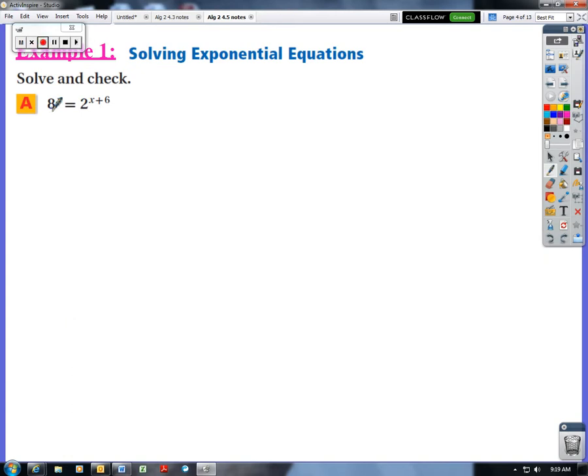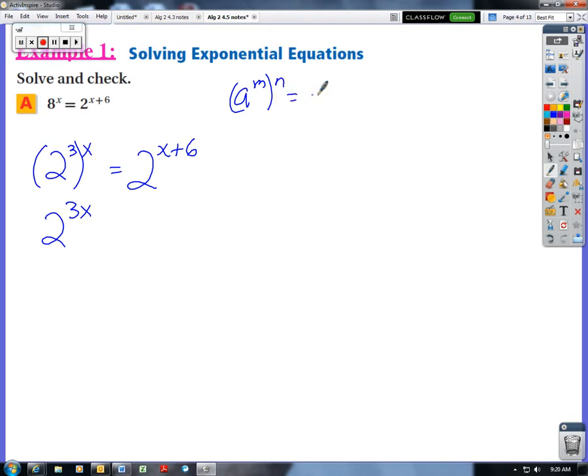So the 8, I'm going to rewrite with a base of 2. So 2 to the third is 8. And then the 8 is being raised to the x, so I still need to have it to the x. And the other side is already base 2. So the goal is to get the bases identical. Then on the left I'm going to use an exponent property. When you raise a power to a power, you multiply the two exponents. So that's that property, a to the m to the n is a to the m n.